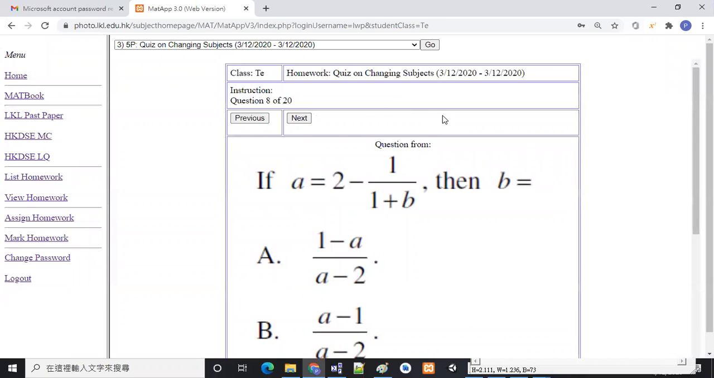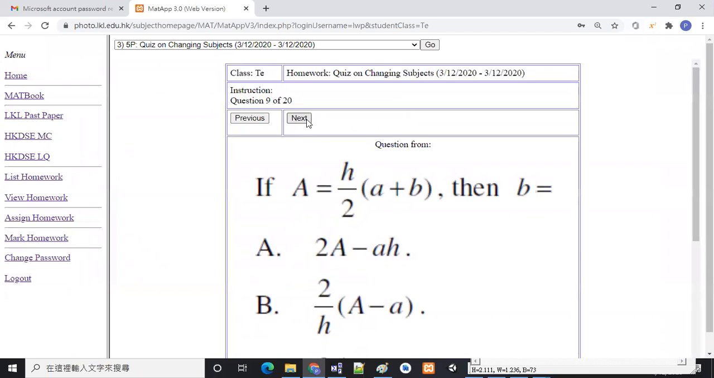Okay. Anyone want me to talk about number 8? If you want me to talk about number 8, please raise your hand. Number 9. Number 9, right? Okay, number 9.